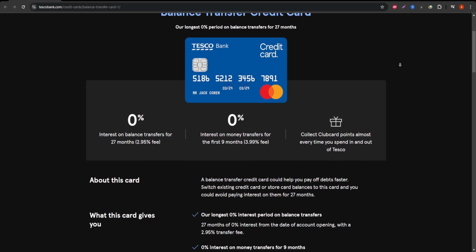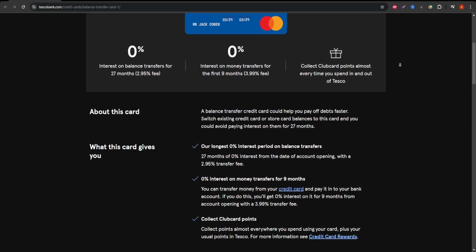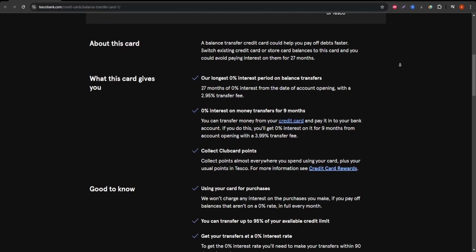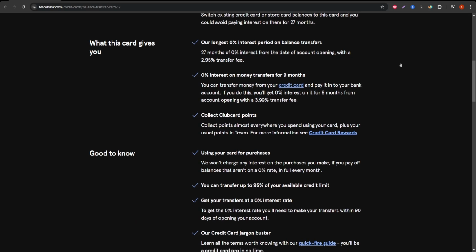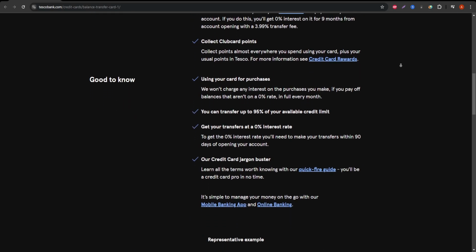Firstly, the Tesco Bank Balance Transfer Credit Card allows you to transfer existing credit card debt to a new card, offering a promotional interest rate that can significantly lower your monthly payments. This feature is particularly advantageous for anyone struggling with high interest debts.